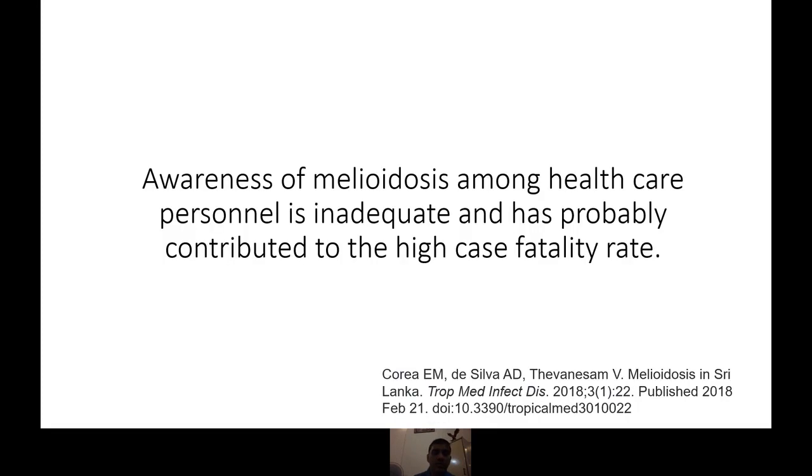But Professor Enoka Corea, who has done a lot of work on melioidosis, believes that the main reason why there is such an increased fatality rate is the lack of awareness among healthcare workers and not thinking about melioidosis when such cases occur, so that there is delayed diagnosis.